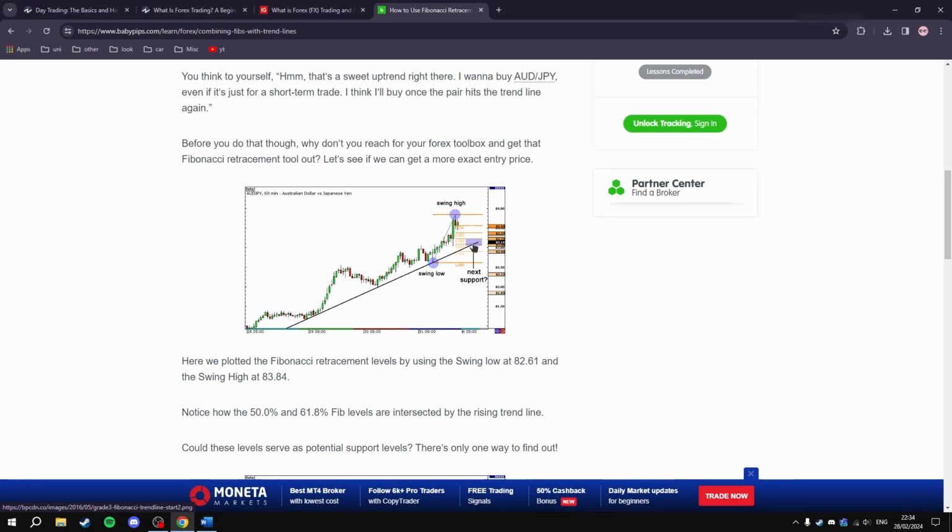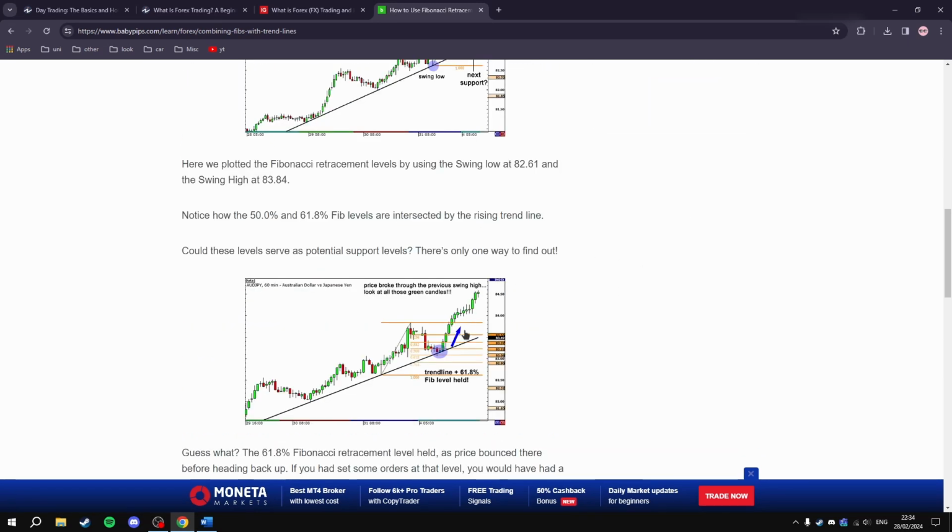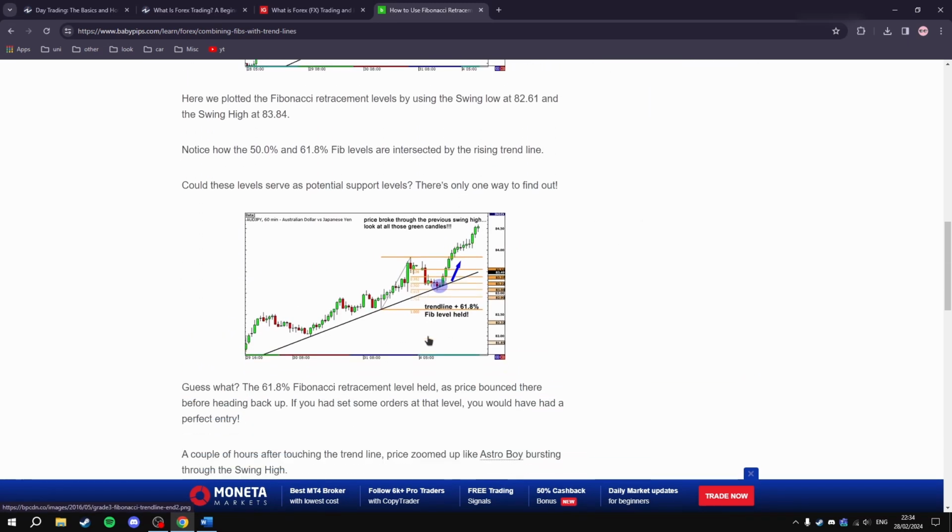I don't think 50. Oh no, this is the 61.8. No, because it's all below it. So 60's here, 50's here, but it hasn't intersected though. Oh right, they extended these levels. They serve as potential support levels. There's only one way to find out.